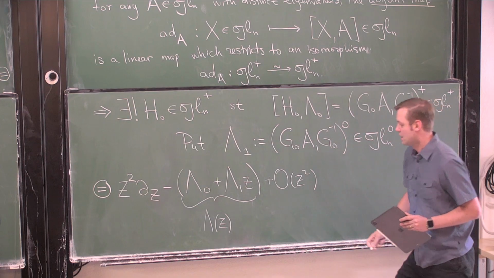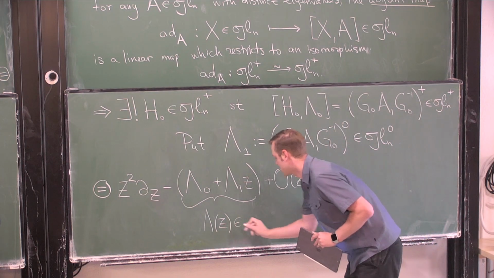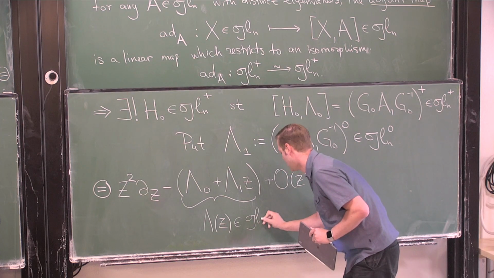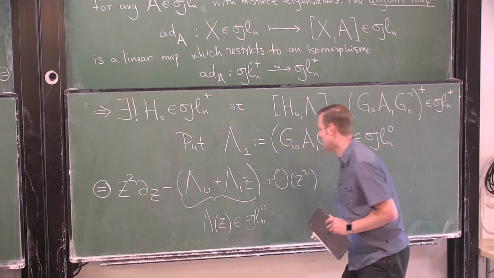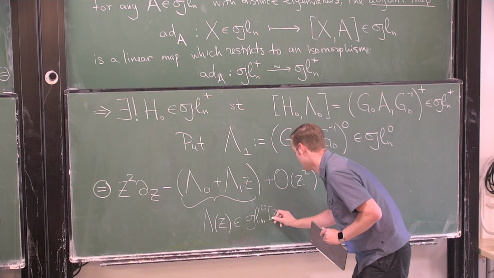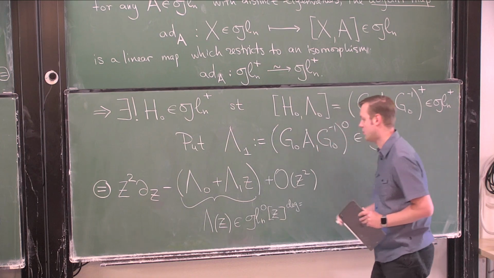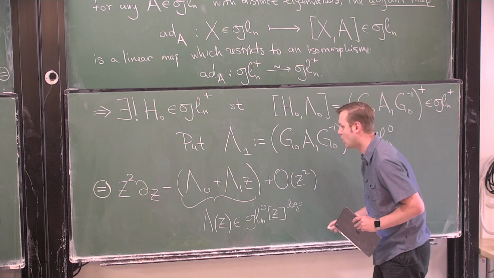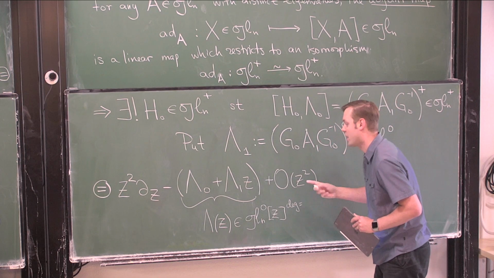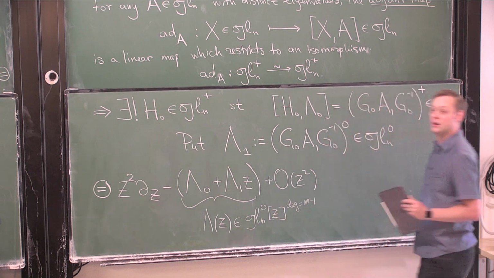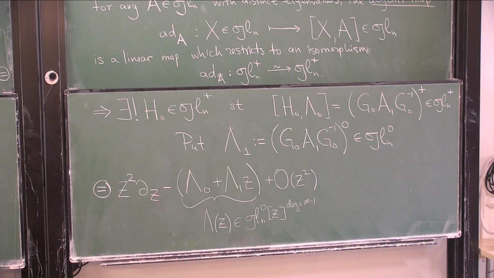You could say this is a polynomial in diagonal matrices of degree, well, in this case, it's degree 1, which is 2 minus 1, which is n minus 1. Does this make sense? Yeah.